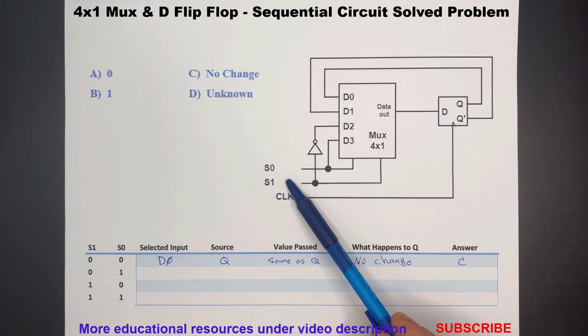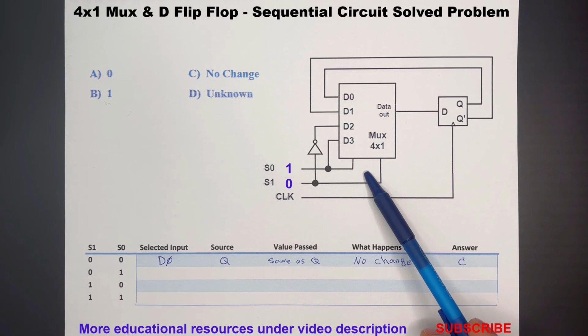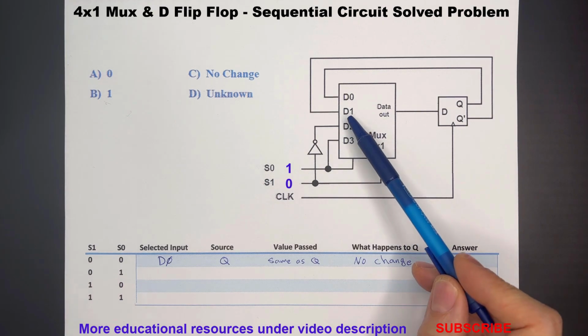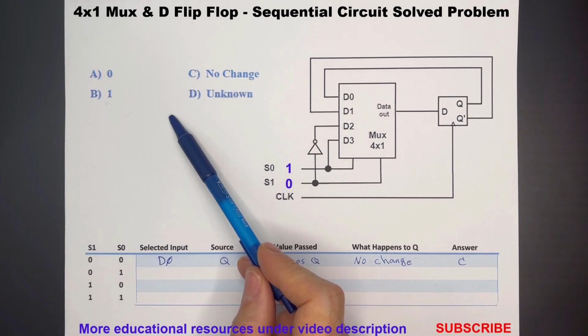Case 2. Let's change S0 to 1 while keeping S1 at 0. That gives us a select combo of 0, 1, so D1 gets picked. D1 is wired to Q prime, the complement of Q. So on the next clock, Q will flip to the opposite of what it was before. It toggles. So if you are picking an answer for this case, it would be unknown, unless you already know the current state of Q.